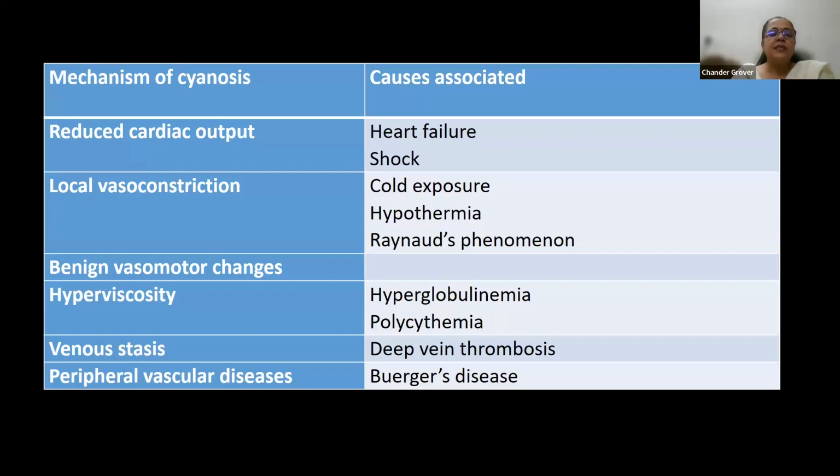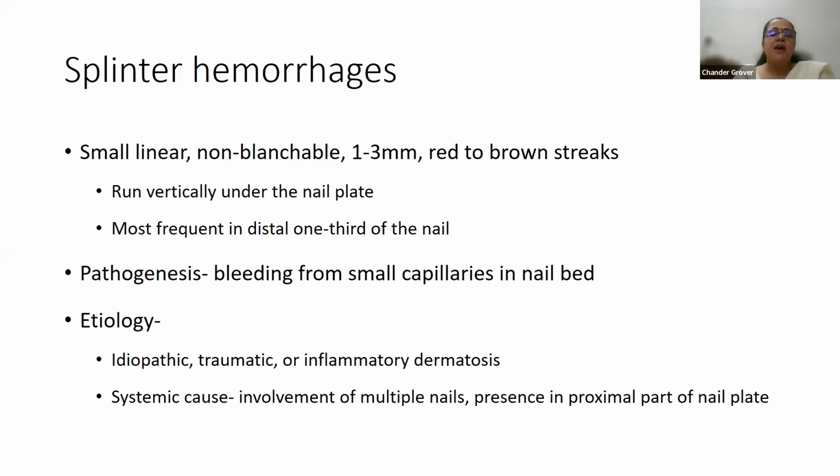So causes associated can be many: a reduced cardiac output, a local vasoconstriction, a benign vasomotor change, hyperviscosity, a stasis, or peripheral vascular disease. Splinter hemorrhages are multiple small linear hemorrhages which are non-blanchable, occurring as 1 to 3 mm small red lines, streaks, and most frequently in the distal part of the nail, where the maximum trauma occurs.